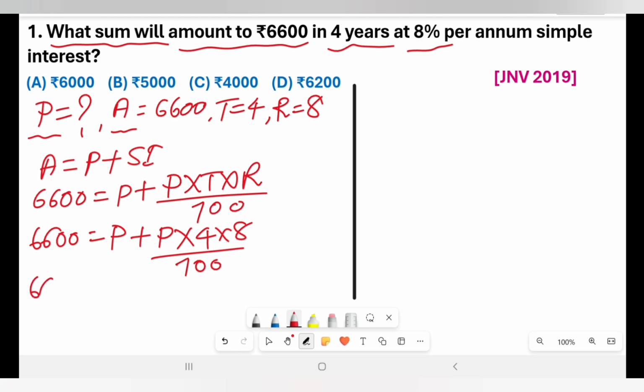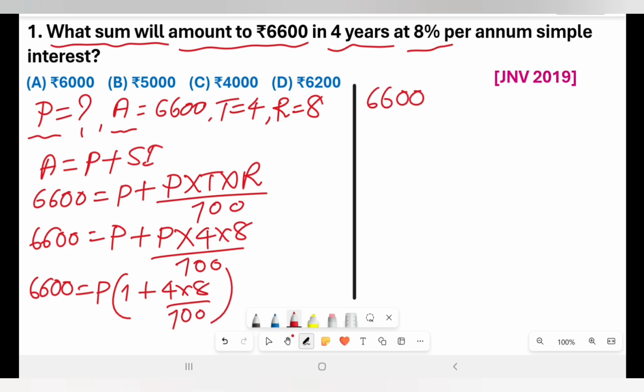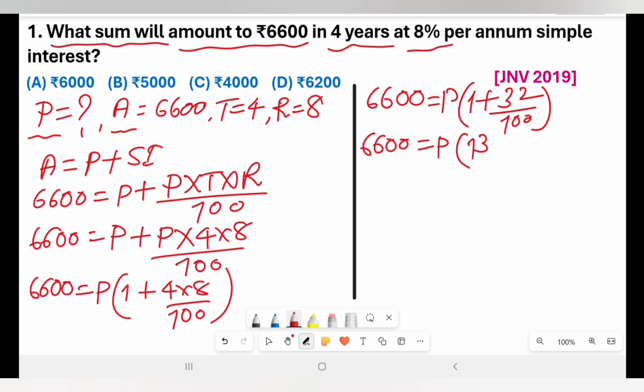Let us simplify further. Take P outside, and in the bracket 1 plus 4 into 8 divided by 100. Let us simplify further, this will be P into bracket 1 plus 32 divided by 100. Let us simplify the bracket term once again. Here the bracket will be 132 divided by 100, right?